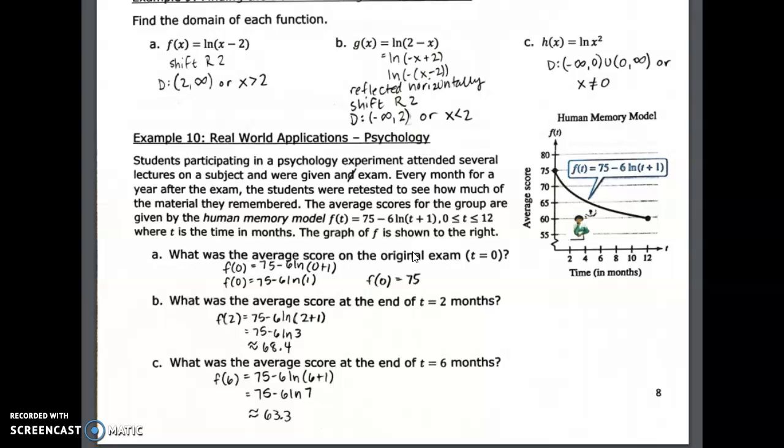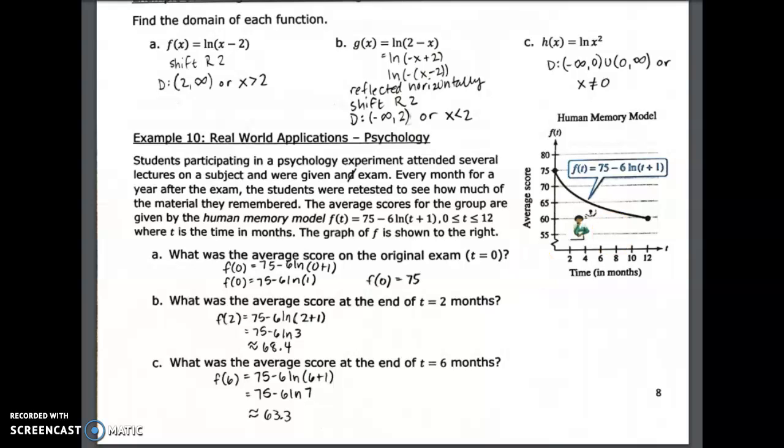The average score at the end of 2 months, if we plug that in, we can put this into our calculator, 75 minus 6 ln 3, and we get about 68.4. So we can see that the score is going down a little bit. And after 6 months, the score would go down a little bit more. But it's just kind of problem solving with that natural log.